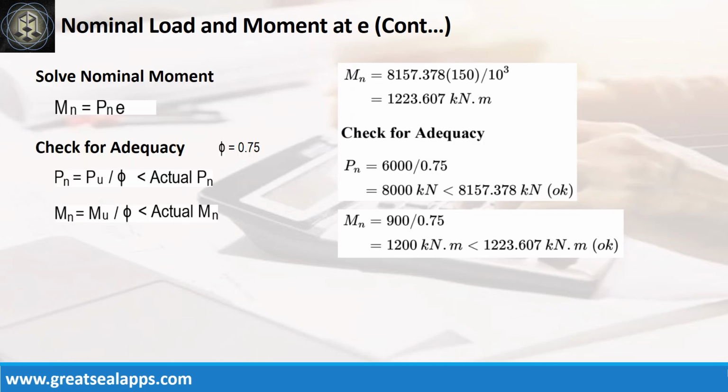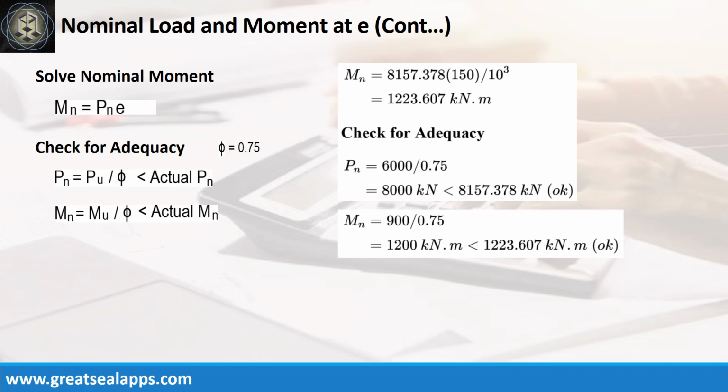Given nominal axial load equals 8,157.378 kN and e equals 150 mm, the nominal moment is 1,223.607 kN-meter. Check for adequacy.